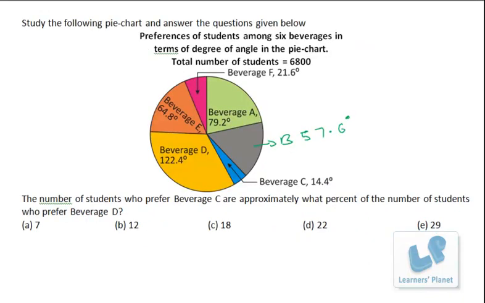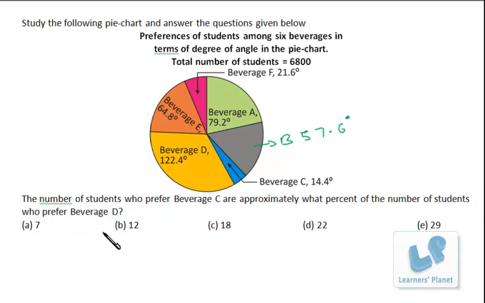Now friends, let's take this set of questions. Here we are given a pie diagram, and the previous set and this set, both the sets are from the same question paper of Bank Probationary Officers previous year papers. Right, so what I assume that if one set is difficult, the other is a bit easier, right? So let's see what happens. Number of students who prefer beverage C are approximately what percent of the number of students who prefer beverage D?